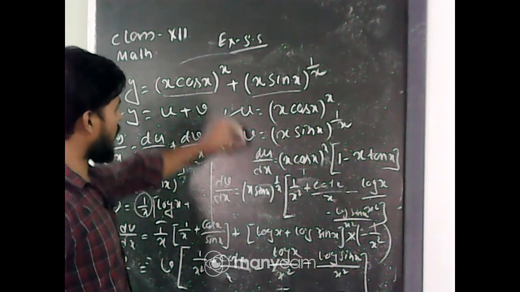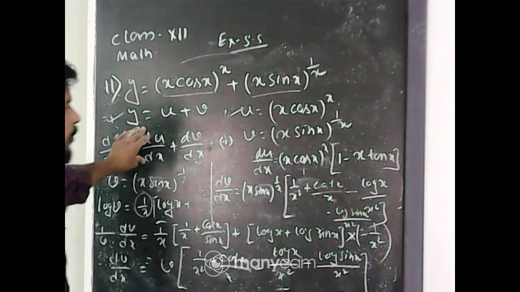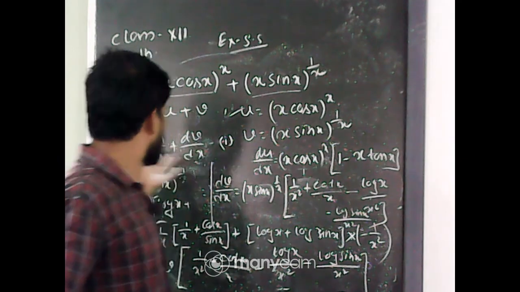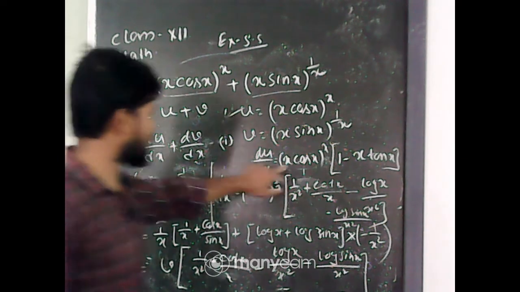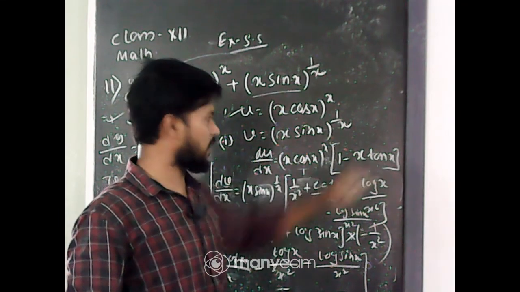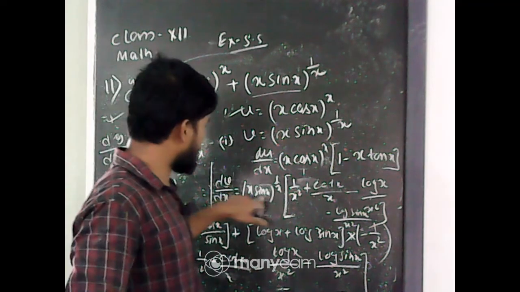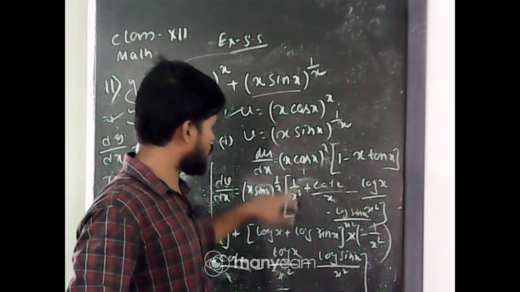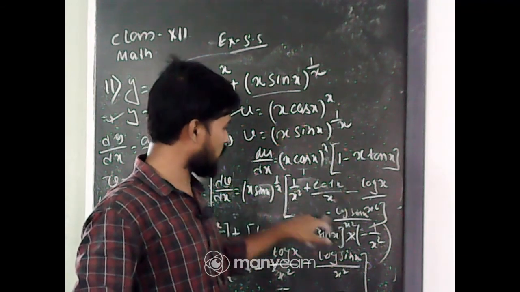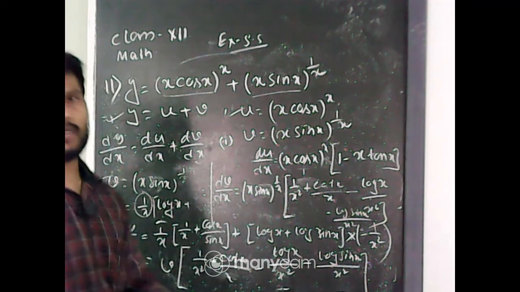Now we have to put the values of du/dx and dv/dx in equation number 1, and we get the answer. So just put the value of du/dx, which is (x cos x) to the power x into (1 minus x tan x), plus dv/dx, meaning (x sin x) to the power 1 by x into (1 by x square plus cot x by x minus log x by x square minus log of sin x by x square). You put it in equation number 1, and you got the answer.